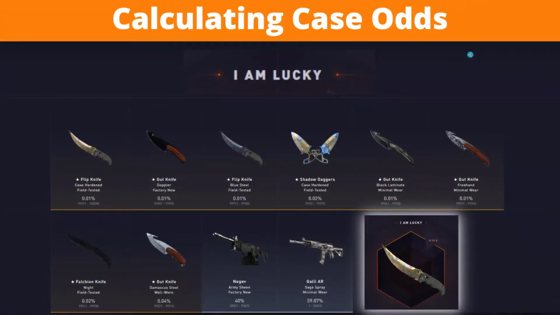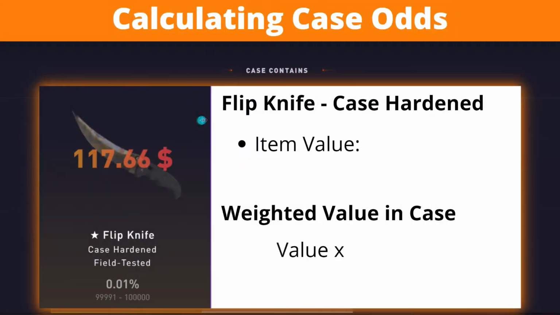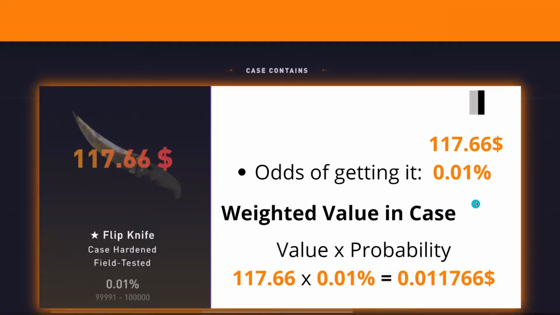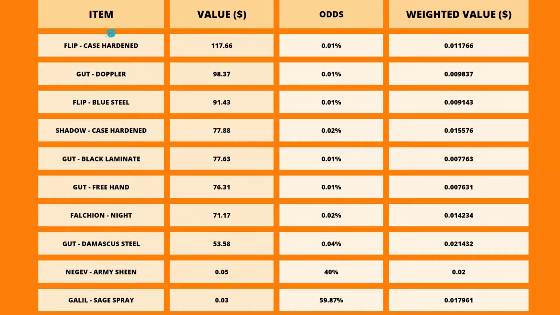So to find out what the house edge is for a Datdrop case, we can take the I am lucky case as an example. I took this case because there's only 10 items in it, so it's quite easy to work out. You look at each item, the value of the item and the odds of getting the item. From this, you'll work out a weighted value of the item in the case, which is the value times the probability. You can then do this for each of the items in the case.